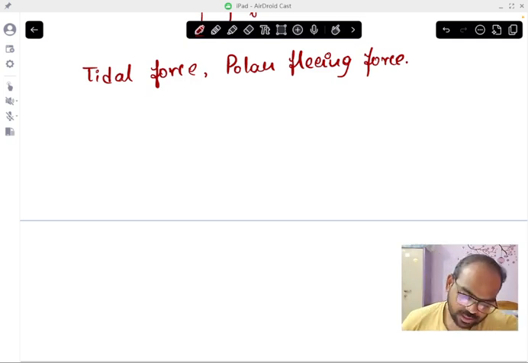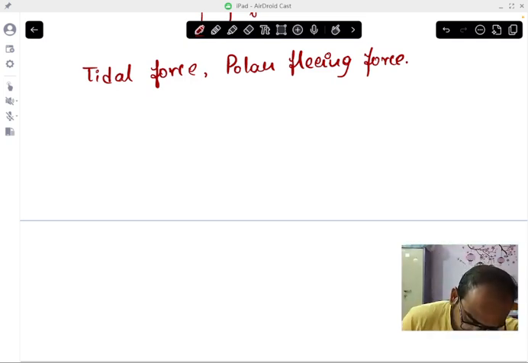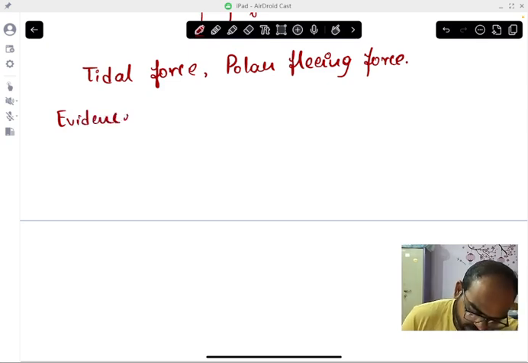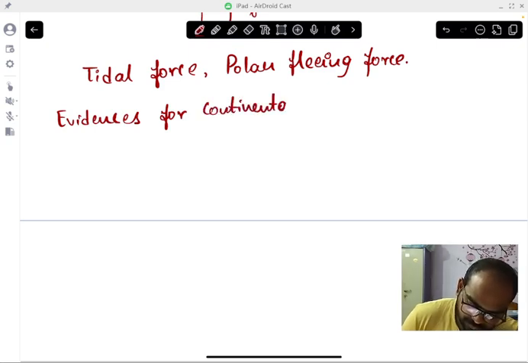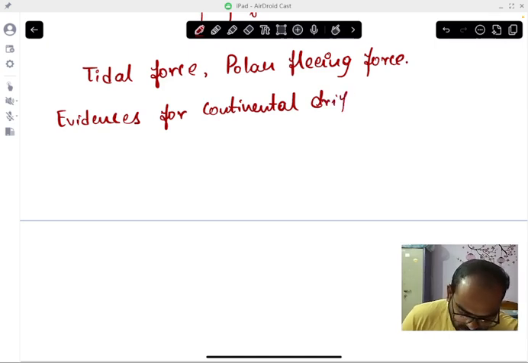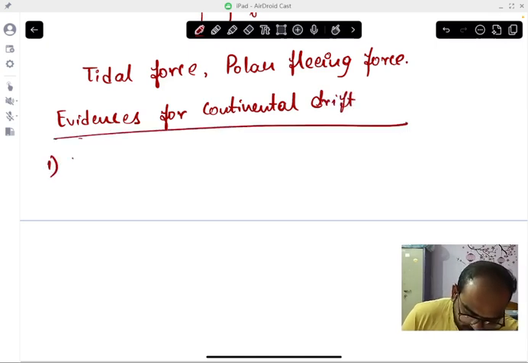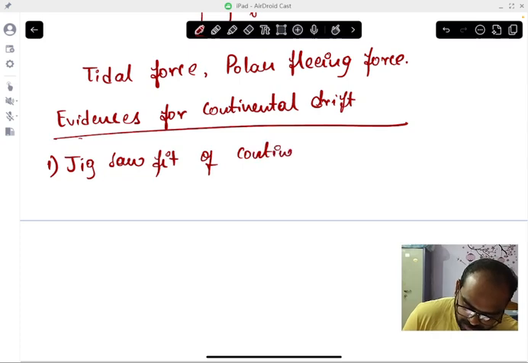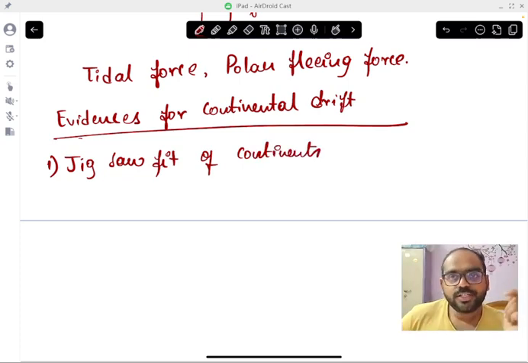The first evidences for continental drift. First one is jigsaw fit. Jigsaw fit of continents. What is jigsaw fit?